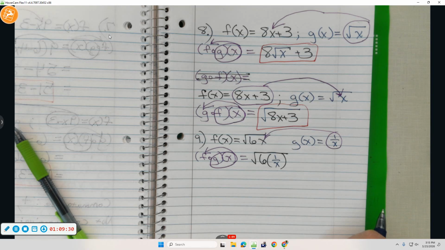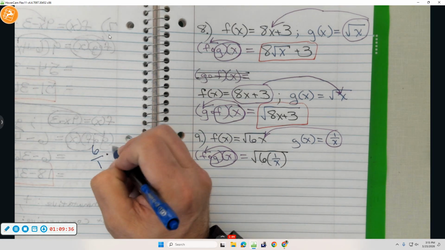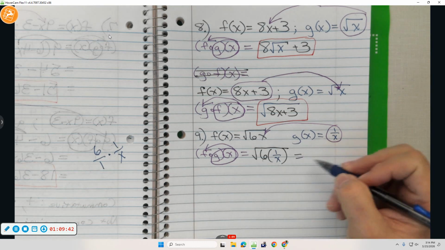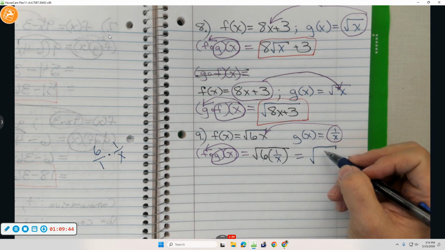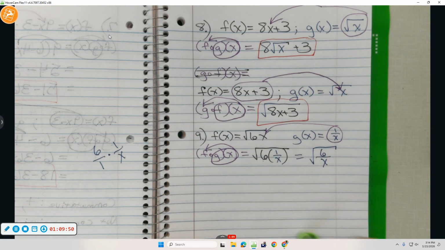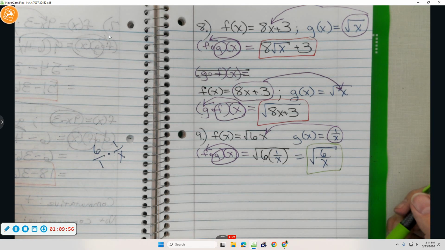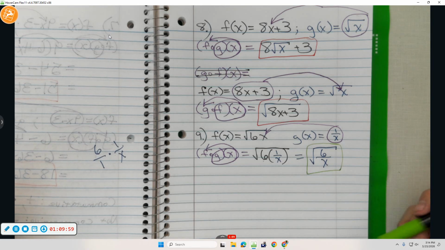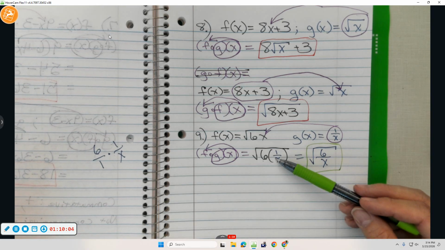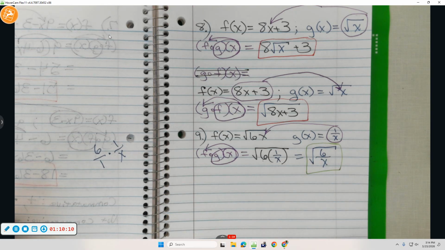There's a little simplification we can do here. What's 6 times 1 over x? 6 over 1 times 1 over x. What's that going to give me? 6 over x, I agree. For my final answer, any questions on our logic there? 6 times 1 over x gave me the 6 over x.